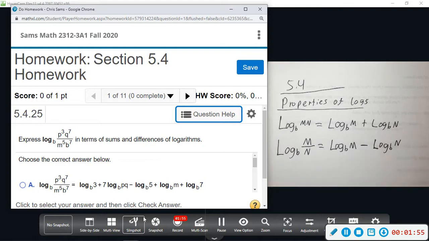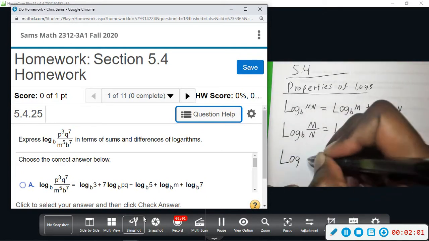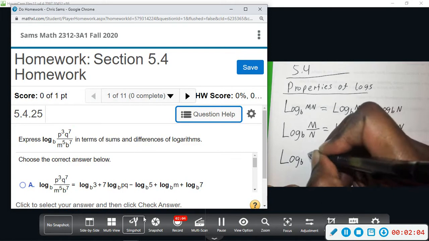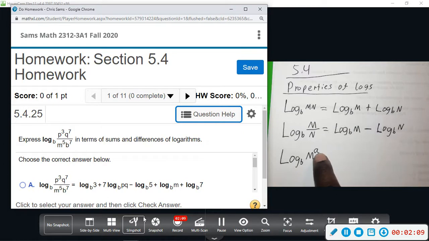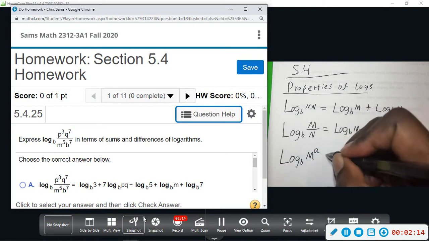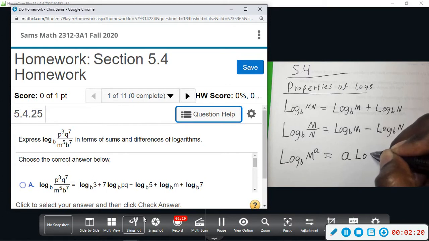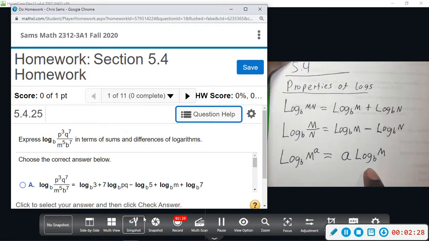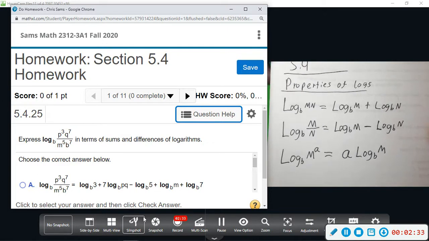And then there's one more property, the power rule. If we have log base b of m, let's just say to the a power, this exponent on the number that we're taking the log of can be rewritten as multiplication. So we can bring that down to the front, and it becomes a times the log base b of m. So just multiply that exponent out front. What we're going to be doing with this first problem, number one, is applying these properties to this problem and writing it in expanded form.